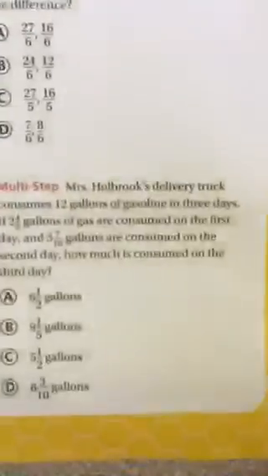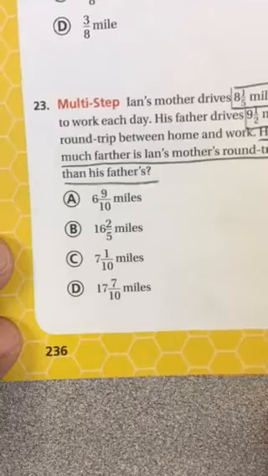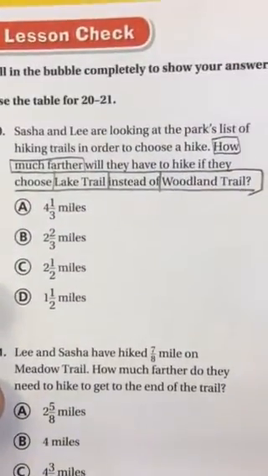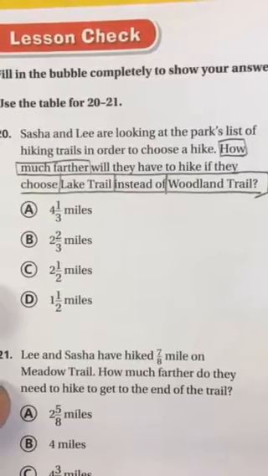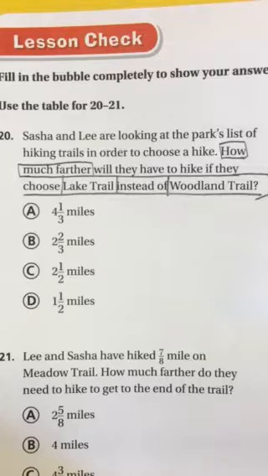Now, in this video, we will be going over the problem solving that's on page 236. So we will be renaming mixed numbers in problem solving. For number 20, the question reads, how much farther will they have to hike if they choose Lake Trail instead of Woodland Trail?